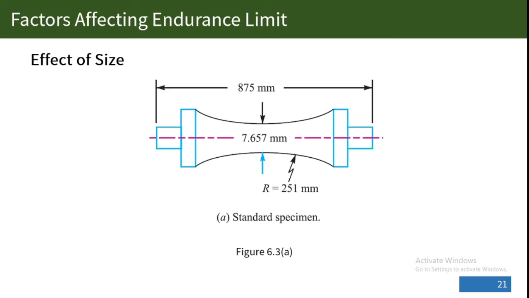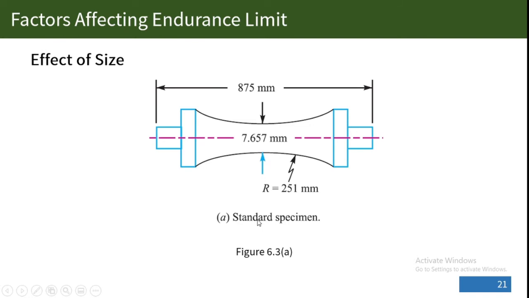Next factor that will be discussed is the effect of size. If we give a little consideration to the specimen, we show that if the size of the standard specimen, as shown in figure 6.3a, is increased, then the endurance limit of the material will decrease. Why? This is due to the fact that a longer specimen will have more defects than a smaller one. So this sounds logical.